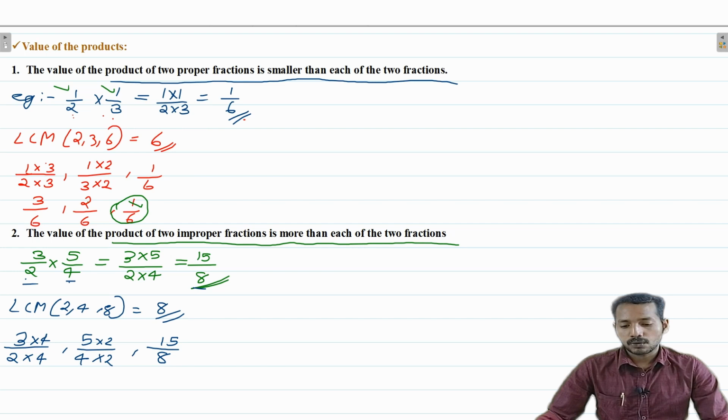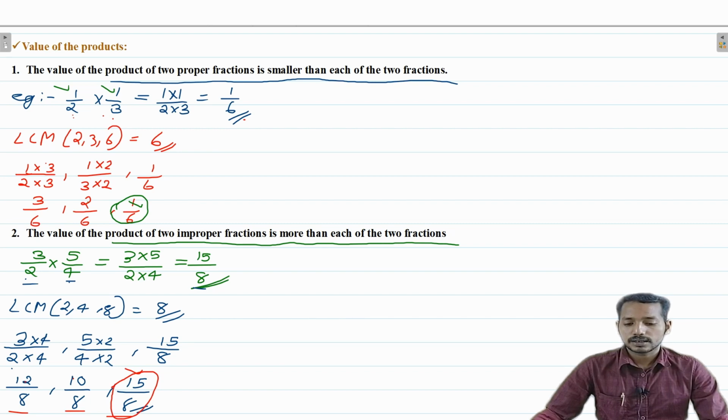So what is 3 into 4? 3 into 4 is equal to 12, divided by 2 into 4 is equal to 8. Comma, 5 into 2 is equal to 10, divided by 4 into 2 is equal to 8. Next, 15 by 8. Now all these fractions have the same denominator, 8. Now 15 is greater than 10 and 12. That means 15 by 8 is greater than 10 by 8 and 12 by 8.